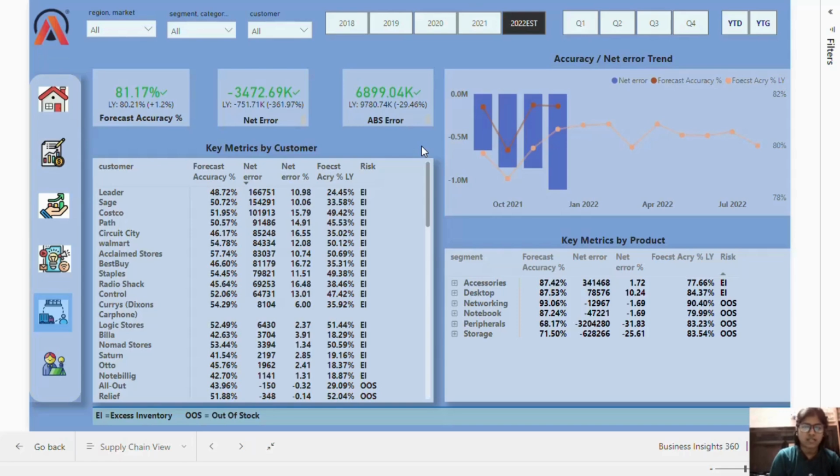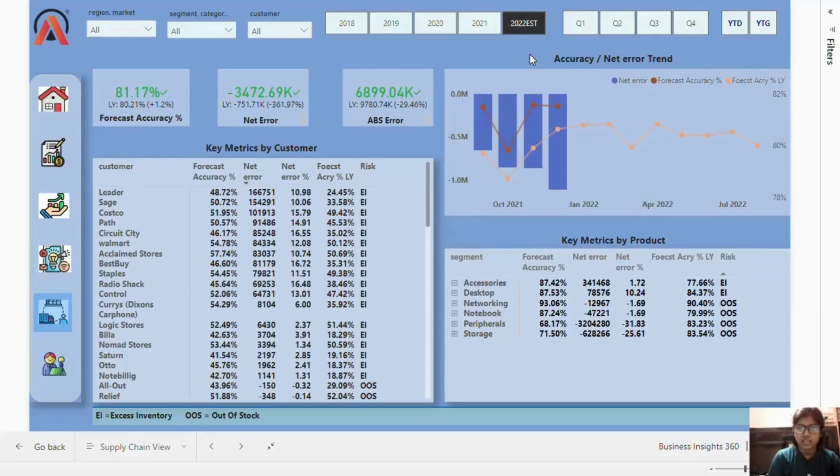On the other hand, if you are out of stock, then you may lose your customer. AtliQ Hardware also has its manufacturing unit and warehouse. If you see the forecast accuracy of the AtliQ hardware, it is 81.17%, which has growth of 1.2% from the last year. So it is good, but it can be improved further. And this chart shows the accuracy trend over the years.